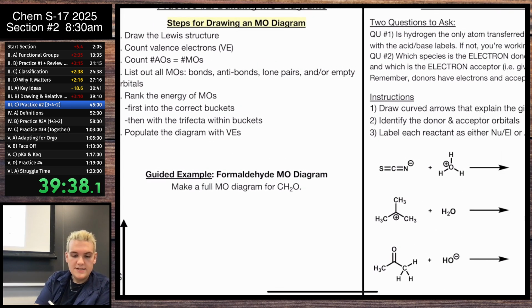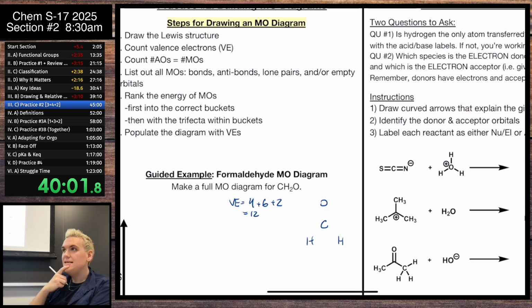So our step one is to draw the Lewis structure. We know we have a carbon, that's probably going to be the central atom. Then we have an oxygen, and we have two hydrogens. We count our valence electrons. Carbon has how many valence electrons? 4. And then oxygen, how many? And then we have two hydrogens, so that's 2. So that's going to be 12 valence electrons. Great. Then we need to get our atomic orbital count. So our atomic orbitals, we have two hydrogens, so each of them contribute 1.